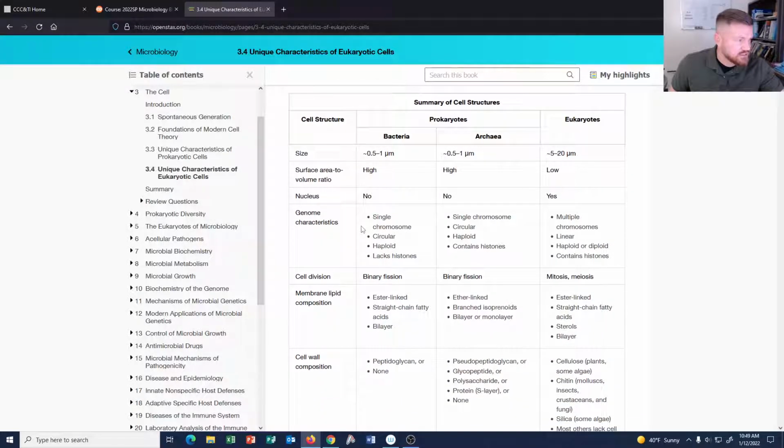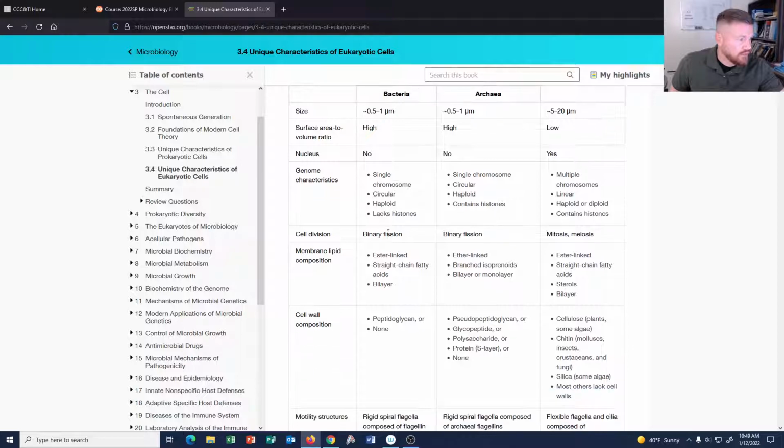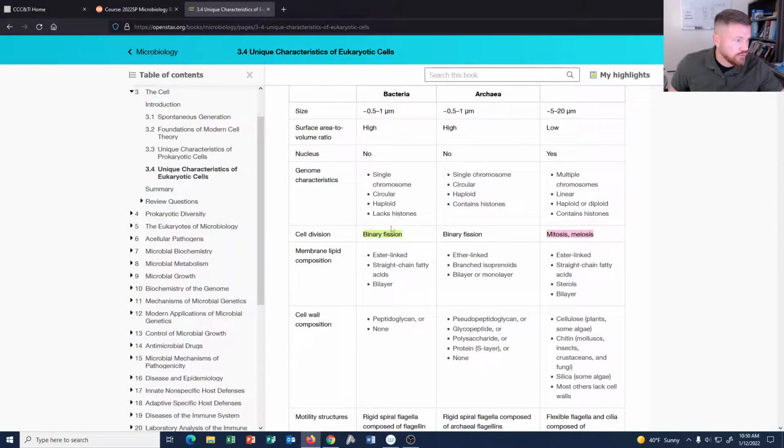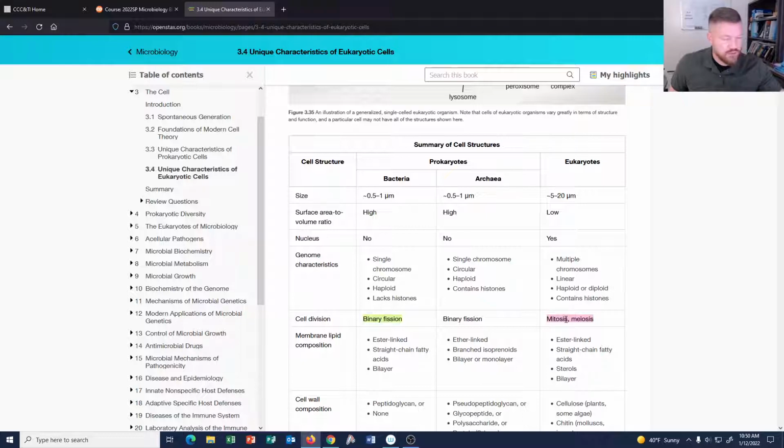The other difference is with bacteria, when they divide through a process called binary fission, eukaryotic cells will divide through a process called mitosis or meiosis, depending on if it's a somatic cell or a sex cell, right?